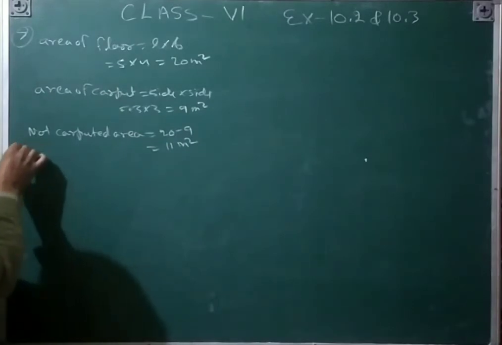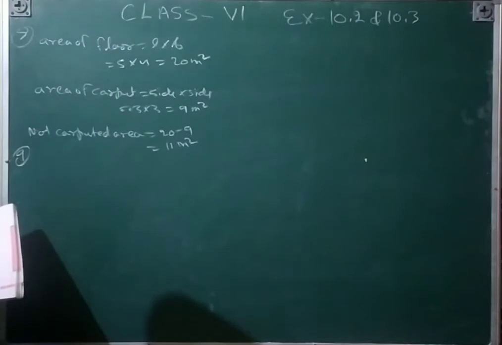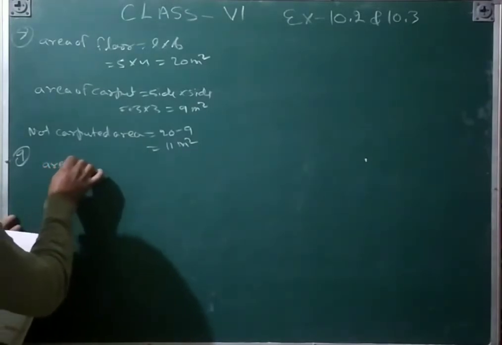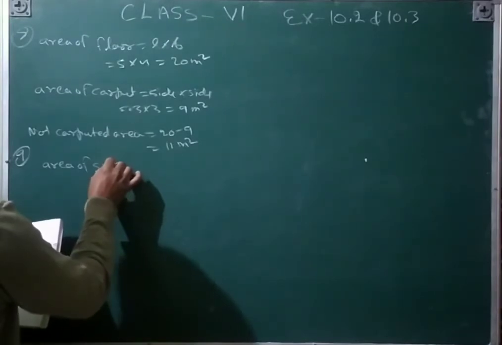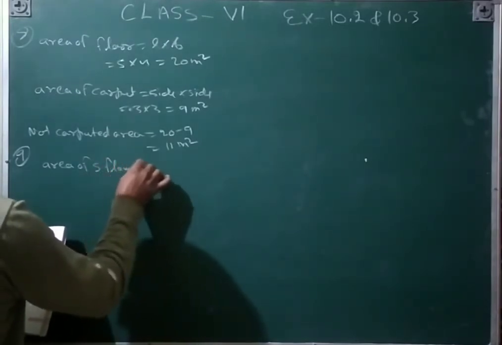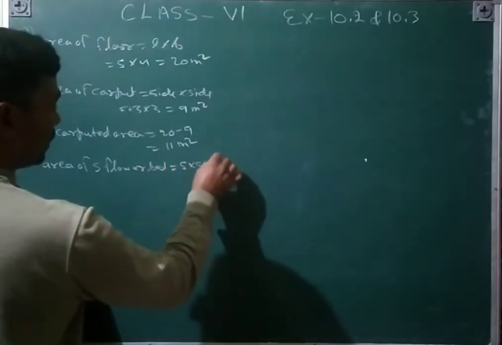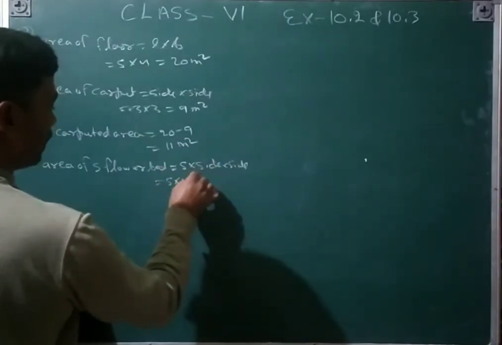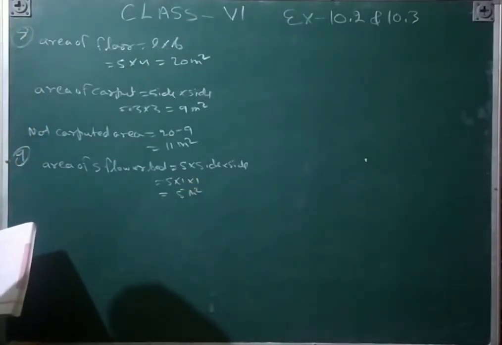Ninth question is that find the square floor, 5 square beds, floor bed each of side this one. So area of square bed, area of 5 floor beds is equal to 5 into side, that is 5 into 1 is equal to 5 meter square.